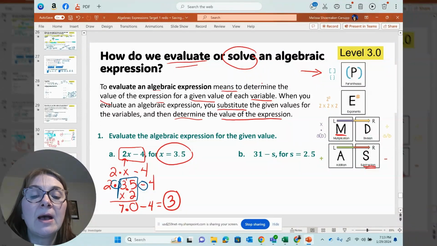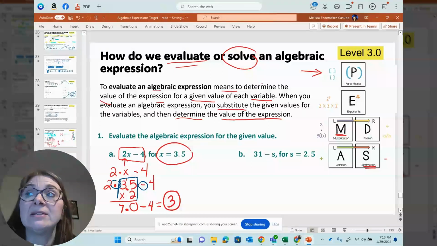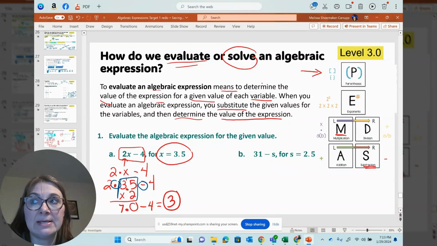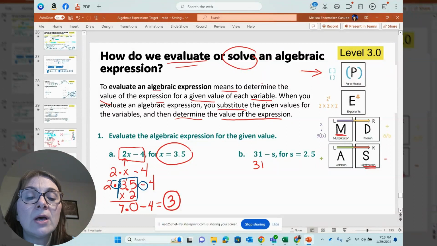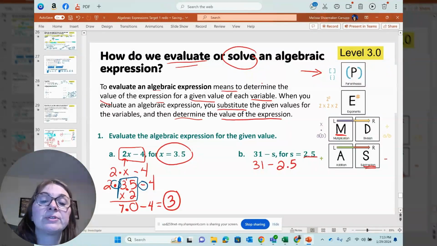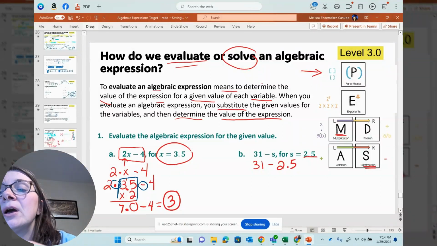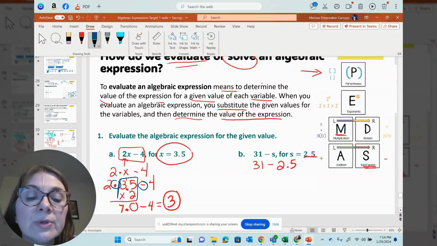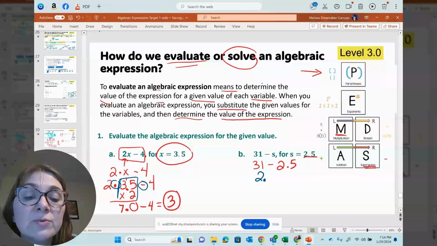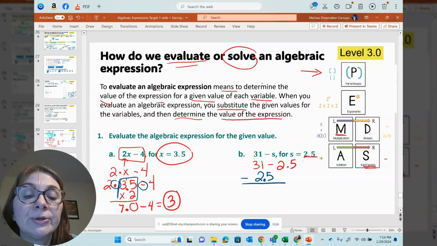Okay. Now, this one, to me, is easier. You have 11 minus s, and s is going to be 2.5. I have 31 minus s, and my s is going to be 2.5. So that's the same as yours. Our s's are the same, but our numbers are different. I'm going to do this subtraction longhand because remember, we need to get used to doing this longhand. And this is a review of things that we've already learned. We learned how to subtract decimals.